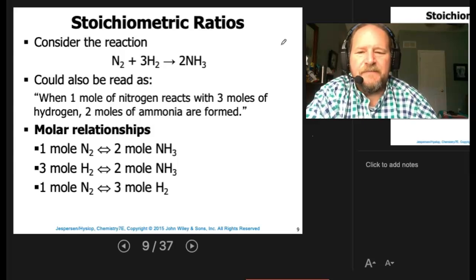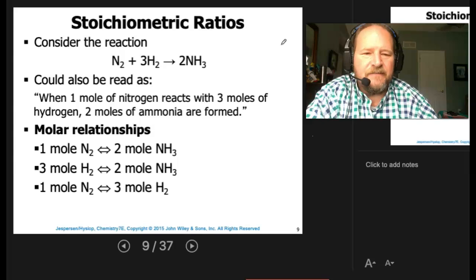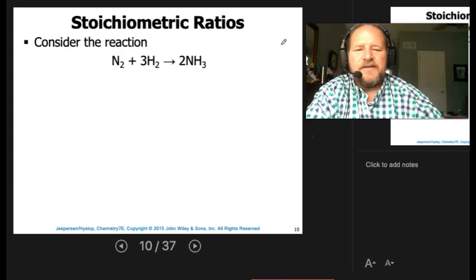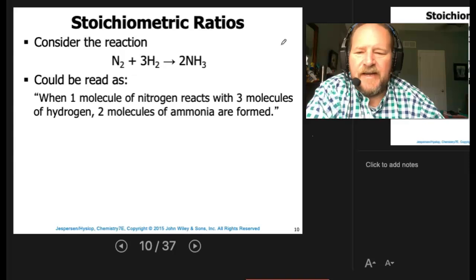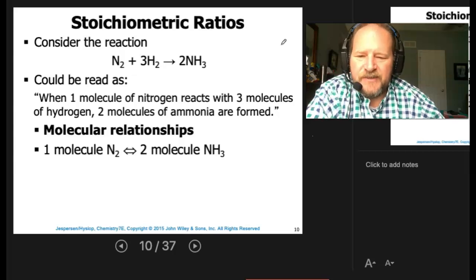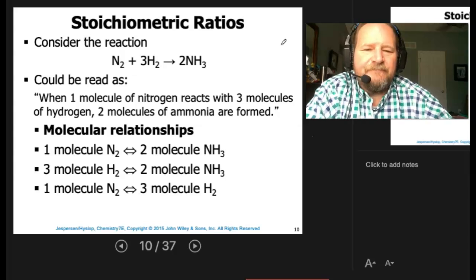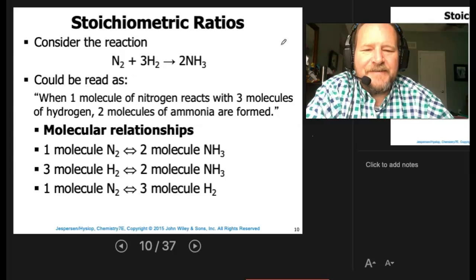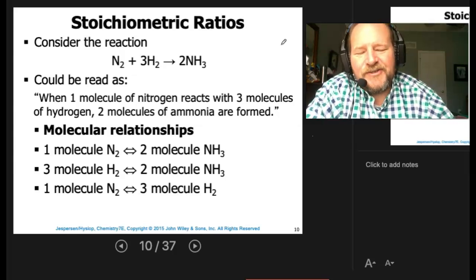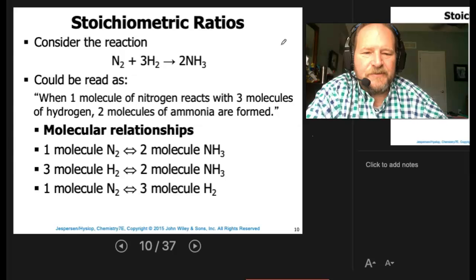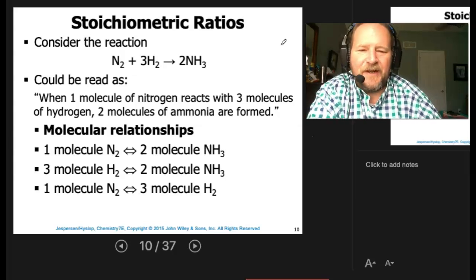So again, we have the same sort of molar relationships between these as we had with the compounds and looking at the quantity in the compound itself. All right, so there's our reaction. We could also read it as when 1 molecule of nitrogen reacts with 3 molecules of hydrogen, 2 molecules of ammonia are formed. So we could do molecular relationships as well. Now again, these won't be as productive as the molar relationships, because when we do reactions, we're going to be doing reactions in terms of moles. We're not going to be doing them in terms of molecules.